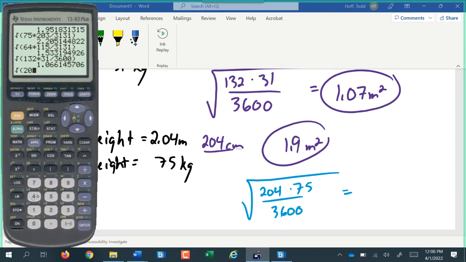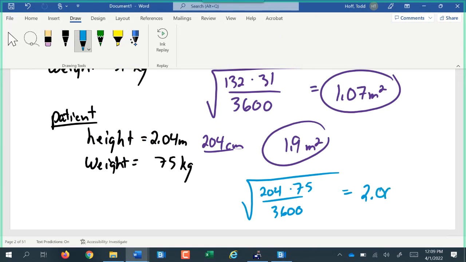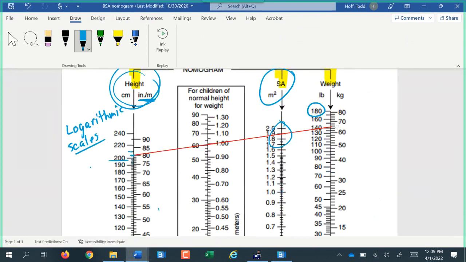Second, square root, 204 times 75 divided by 3,600, and we get 2.06 meters squared. So there is a little bit of a difference here. Part of that is because on the nomogram, with these larger numbers, it's a little bit harder to get it lined up perfectly. Neither one of these was lined up perfectly. And this typically is where the nomogram has its biggest errors, when we have larger people. With a larger height and a larger weight, the nomogram seems to be less precise, less accurate compared to the formula.